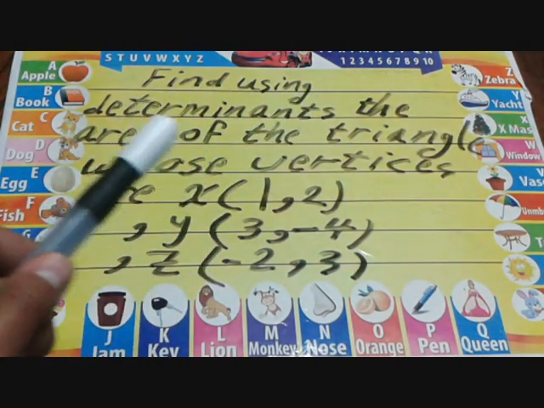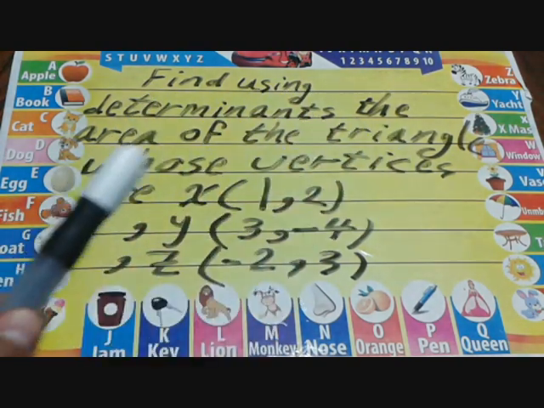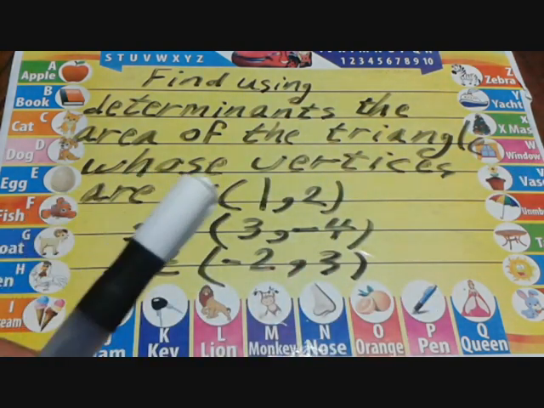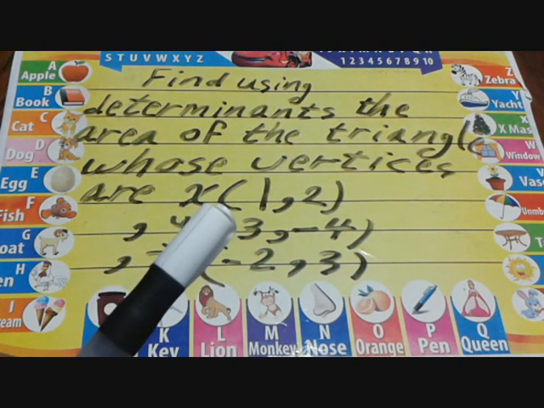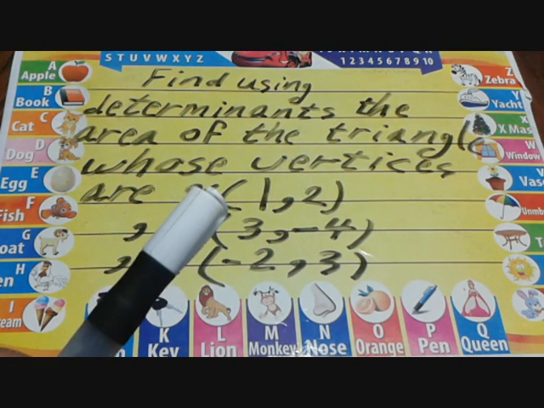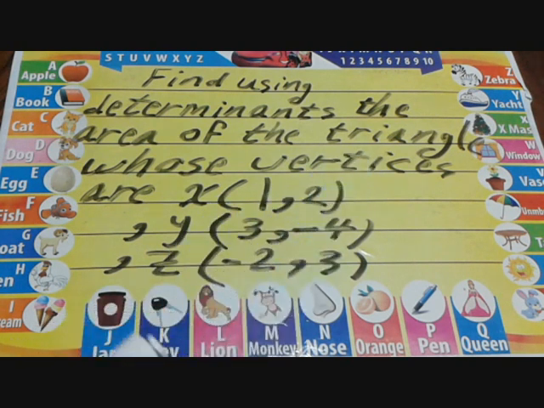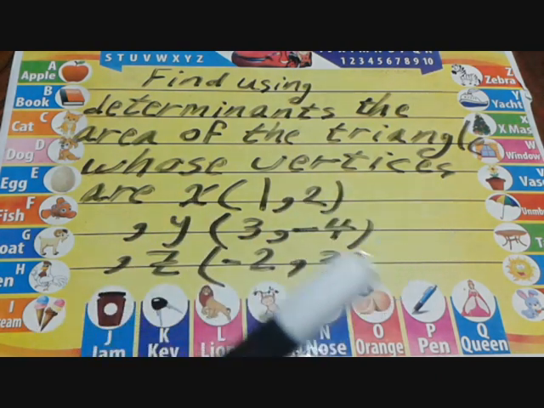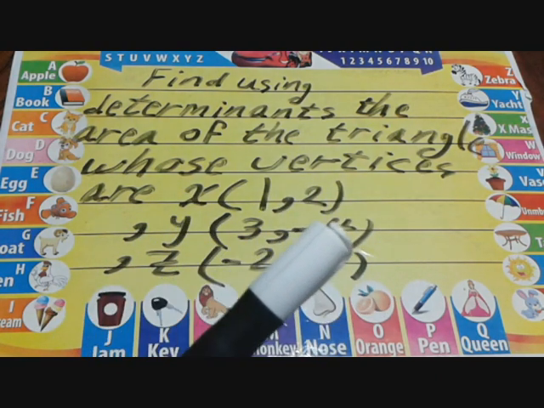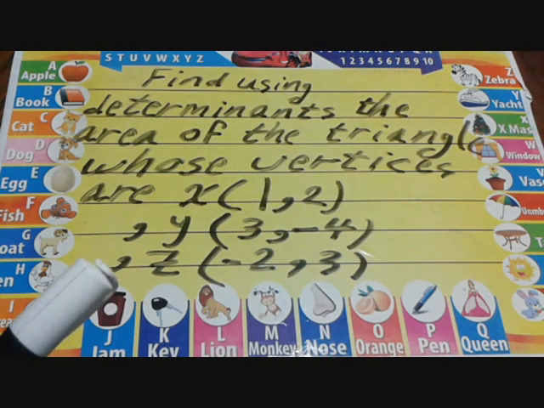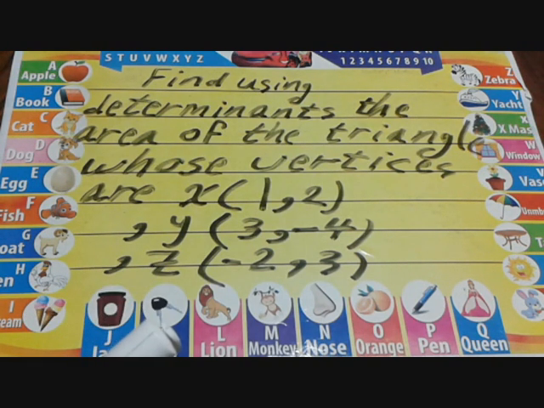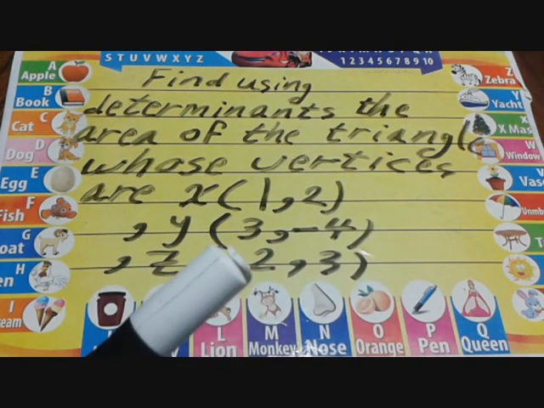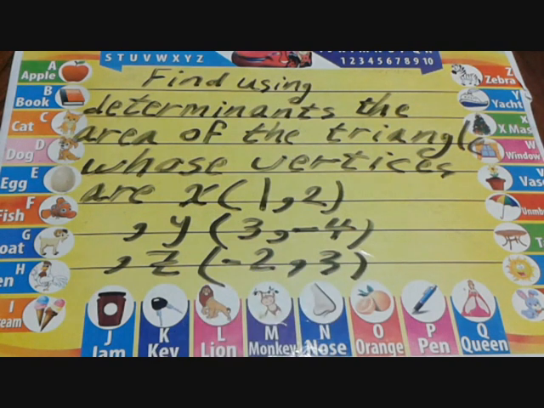Find using determinants the area of the triangle whose vertices are point X, the ordered pair 1 and 2, point Y, ordered pair 3 and negative 4, point Z, ordered pair negative 2 and 3.